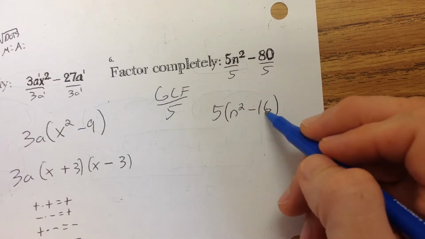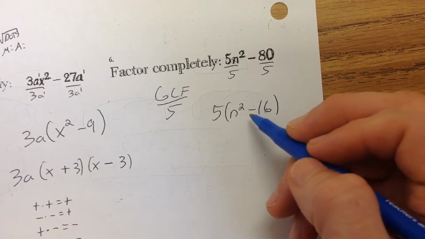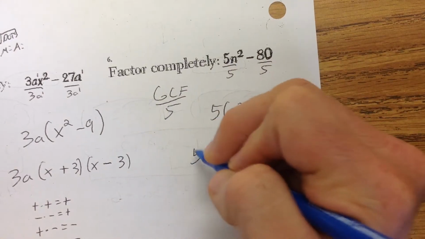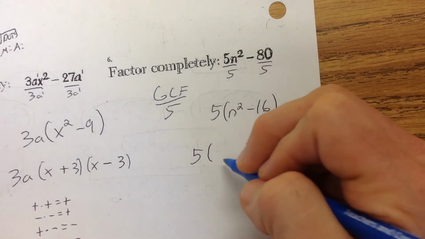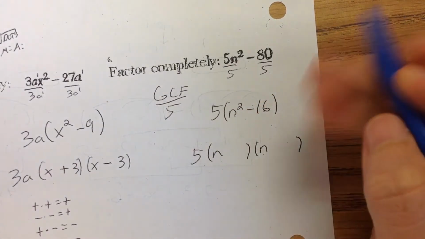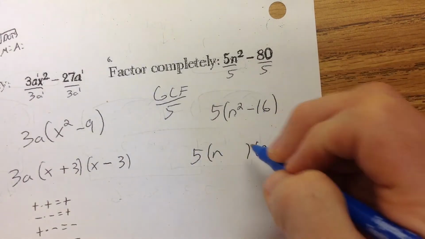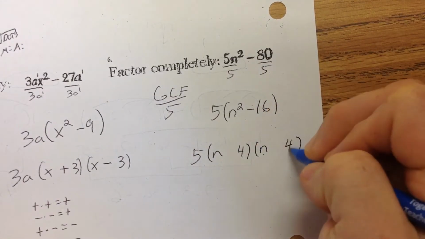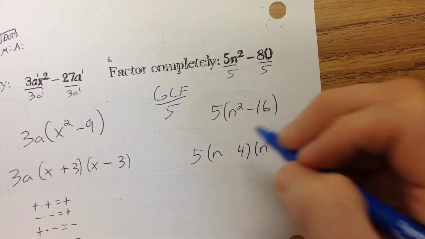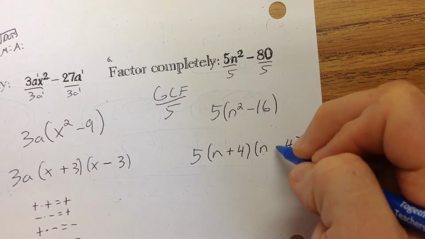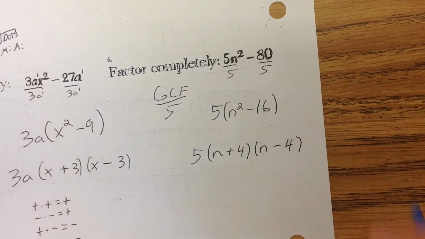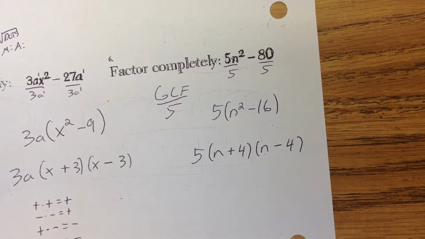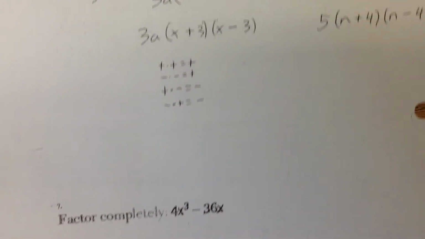Again, there are only 2 terms inside the parentheses, so that means we're using dots. So the square root of n squared is just n. The square root of 16 is 4. And then again, because that's a negative 16, one of these is going to have to be positive, one of these is going to have to be negative. All right. Let's take a look at the final problem here.